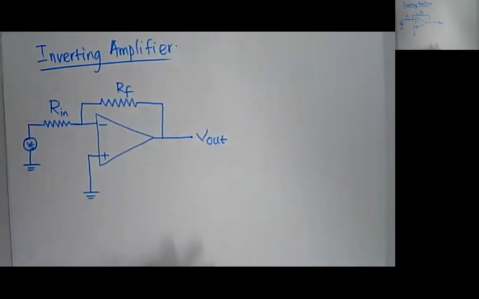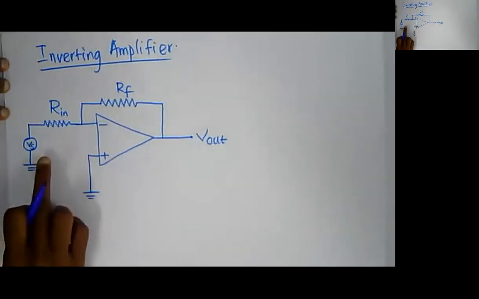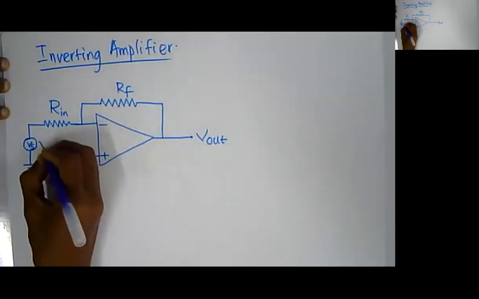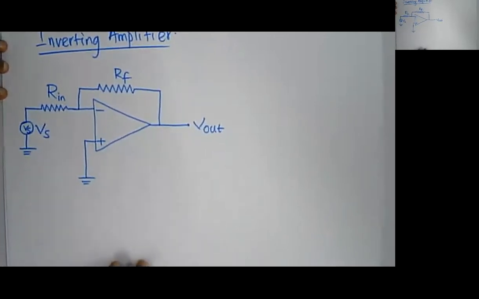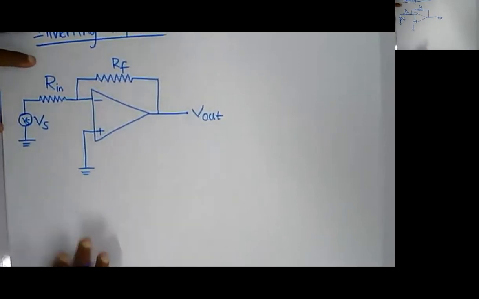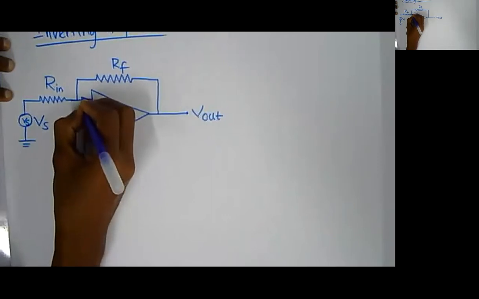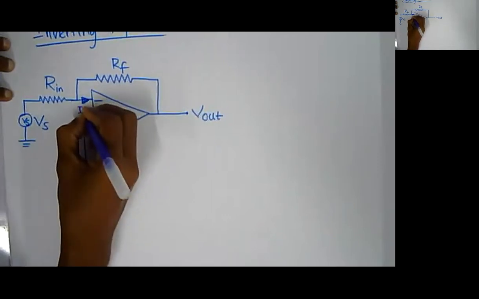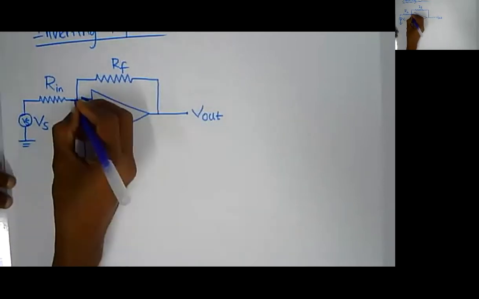Now, let me try to develop a relationship between V out and Vs using the two golden rules we have seen earlier. What does the first golden rule say? Yes, there is no current entering into the operational amplifier. So I equals 0.